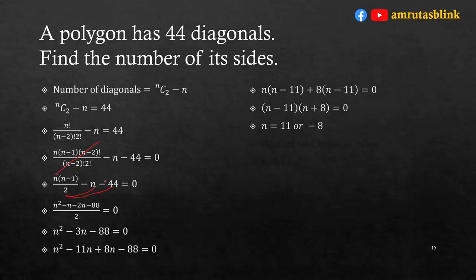But now in our problem, what is n? n is a side of polygon. So we need to discard this value of minus 8 because sides of the polygons cannot be negative. Hence, how many sides of that polygon will be there? That is 11 sides will be there, and when there are 11 sides, number of diagonals will be equal to 44. You can put the value of n in this formula and you can verify whether it's coming as 44.